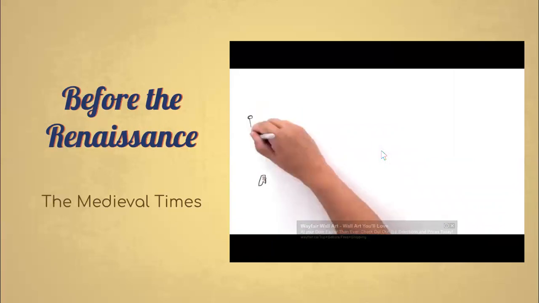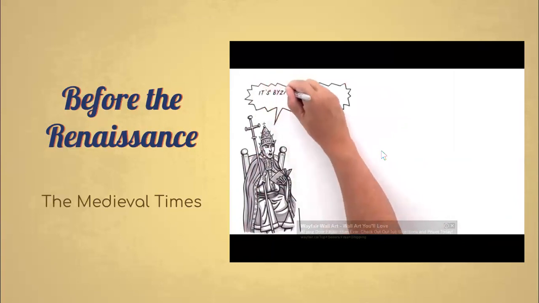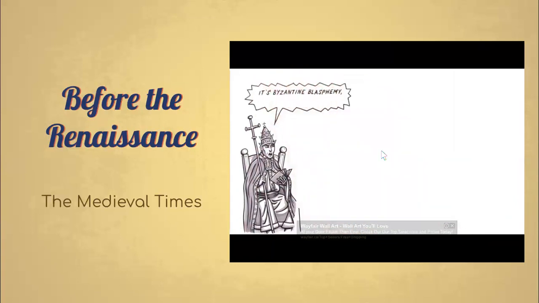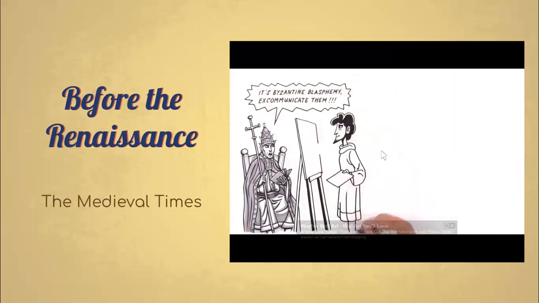Back in Rome, Pope Gregory II rejected iconoclasm and denounced it as heretical. He even sent a letter excommunicating the iconoclasts. It's Byzantine blasphemy. Excommunicate them! As a result, artists in the West had more creative freedom.